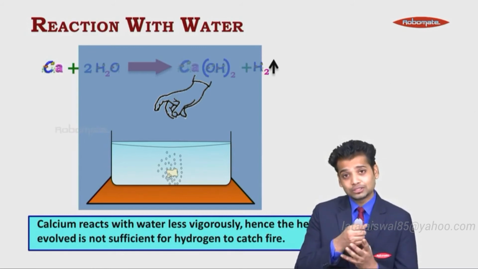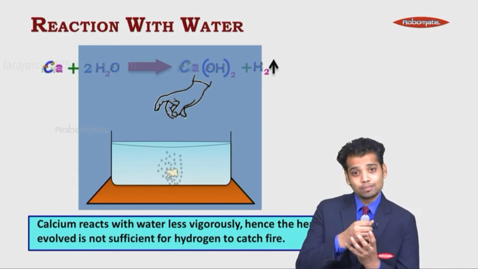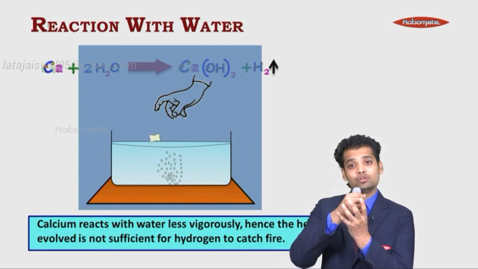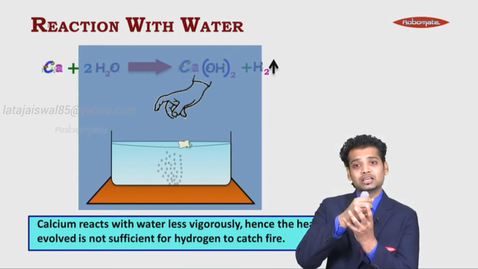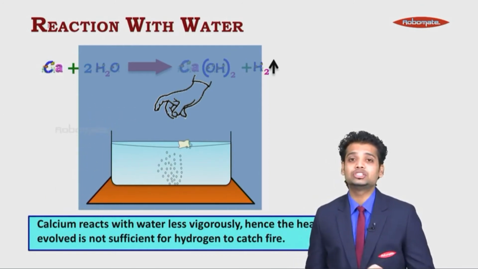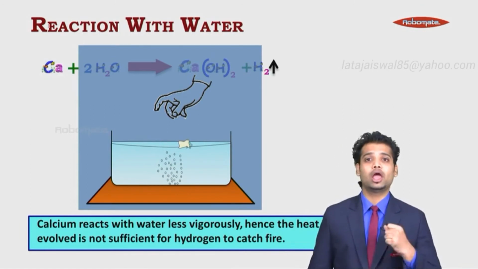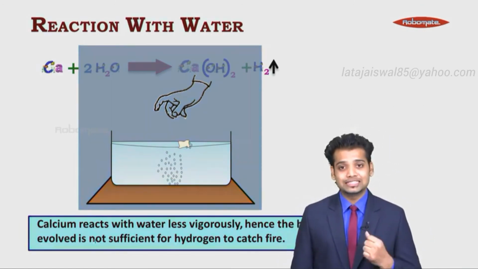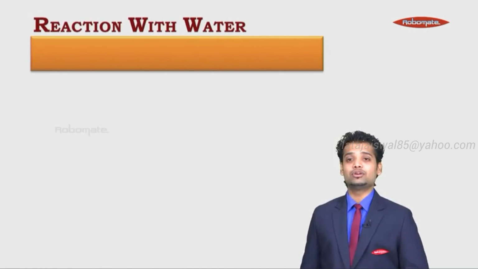So, the amount of gas being produced is so high that it makes calcium lighter and it floats and keeps on floating on water. So that is how calcium keeps on floating in water. Same happens with magnesium. Let's see the reaction.